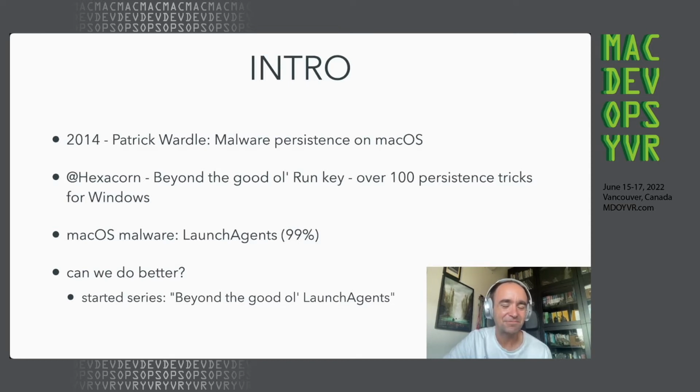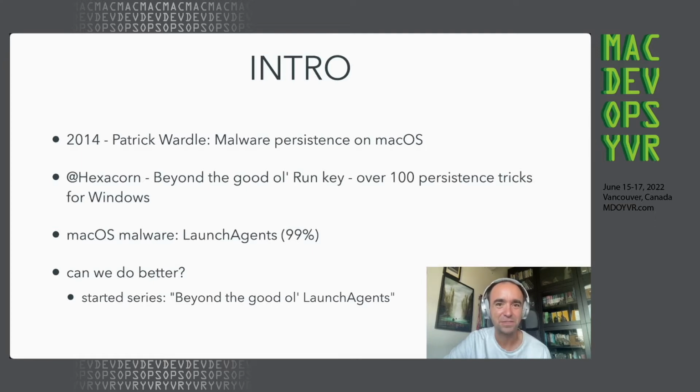But I was also fascinated by Adam, who goes by Hexacorn on Twitter, and his series Beyond the Good Old Run Keys, which covers over 100 persistent techniques for Windows. So I thought that I should probably do the same for macOS, because this is kind of cool. Again, macOS malware mostly uses launch agents or launch daemons. And I was wondering, can we do better? Are there any other options? And the answer is yes.